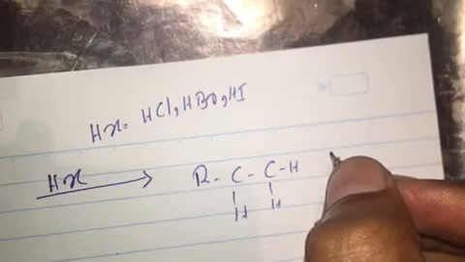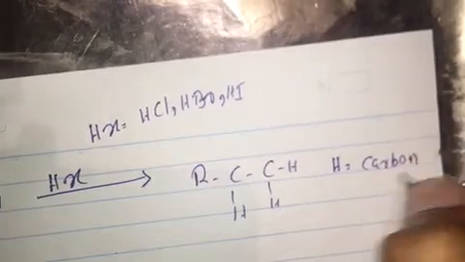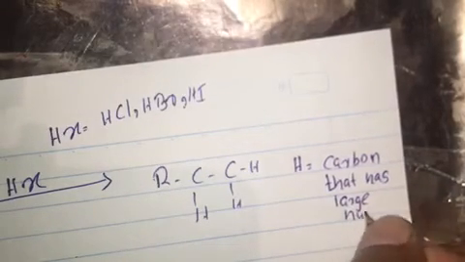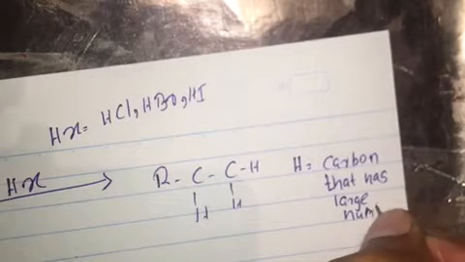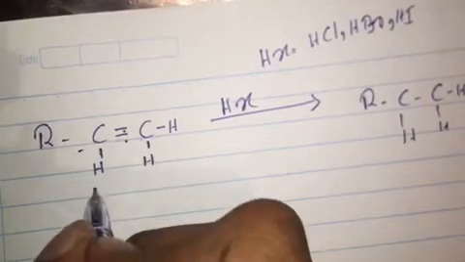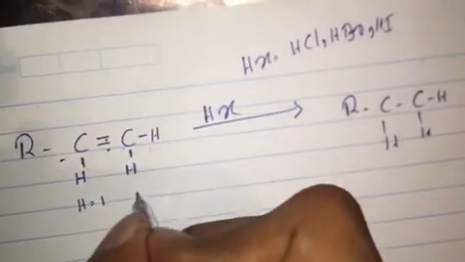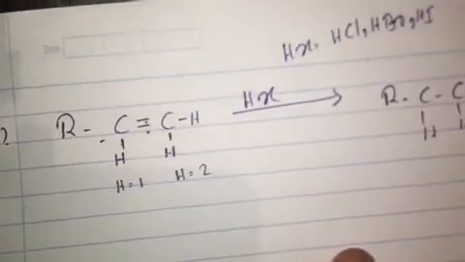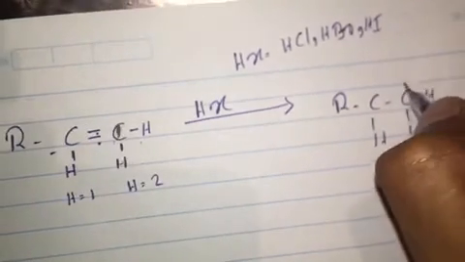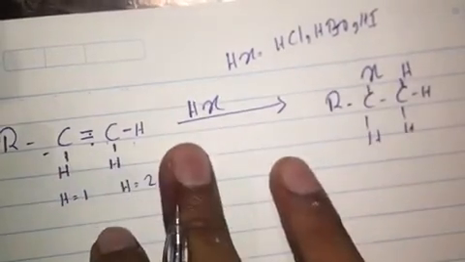The hydrogen attaches to the carbon that has the larger number of hydrogens. See these two carbons: this carbon has only one hydrogen atom, this carbon has two hydrogen atoms. Therefore, after the pi bond breaks, the hydrogen attaches to this carbon and the halogen group attaches to this carbon.